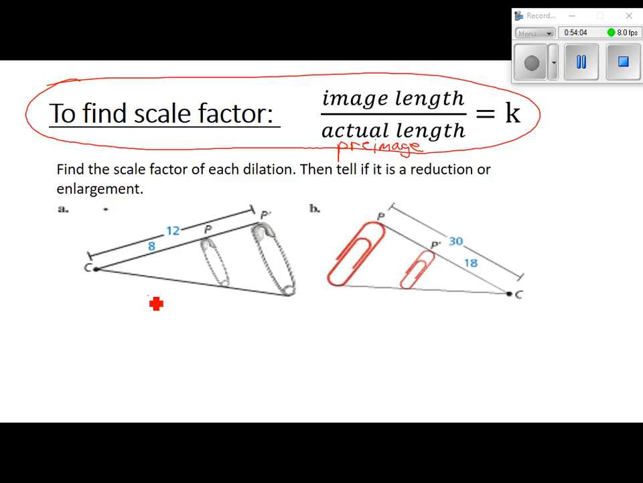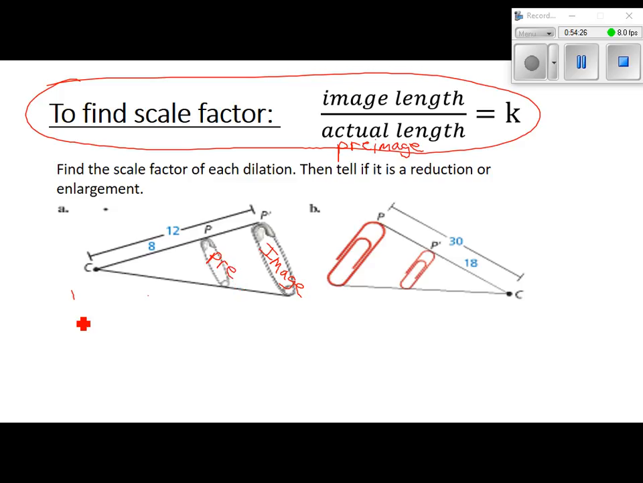Now when I'm looking at these pins down here in this first example, how do I know which one of these two pins is the image and which one's the pre-image? The image is the one with the prime. When I have the prime, which one is that? The image or the pre-image? Image. That's the image. So this is the image. This is the pre-image.